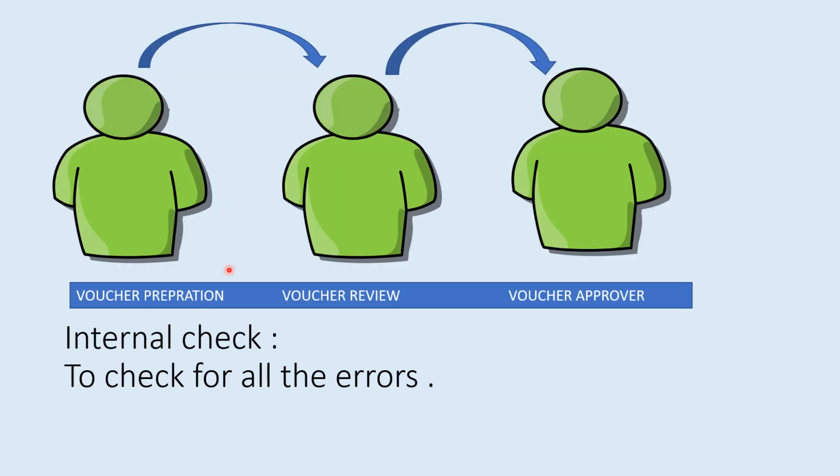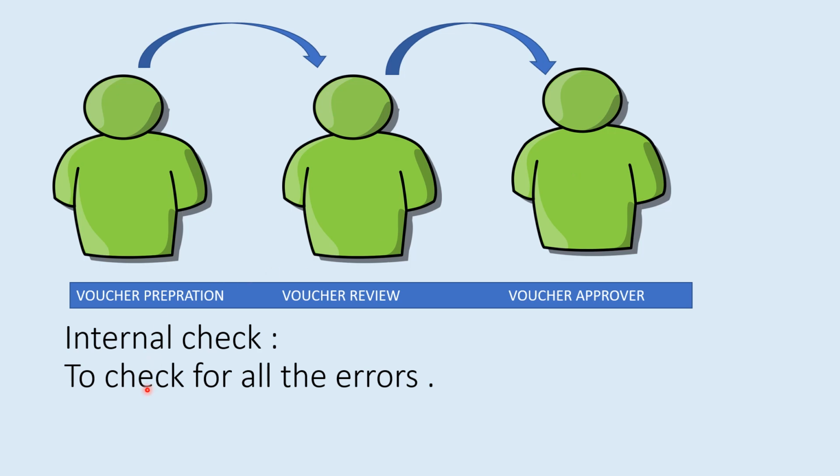Next, in the voucher preparation, one person will be preparing the voucher, the second person will be reviewing it, and the third person will be approving the voucher. Now, the voucher preparation has been assigned to three different people. So what will happen? If an error happens at this place, he will detect it. And if he is also not able to detect it, this person will definitely detect it. So there are 100% chances that you will get full accuracy. You will not get any errors.